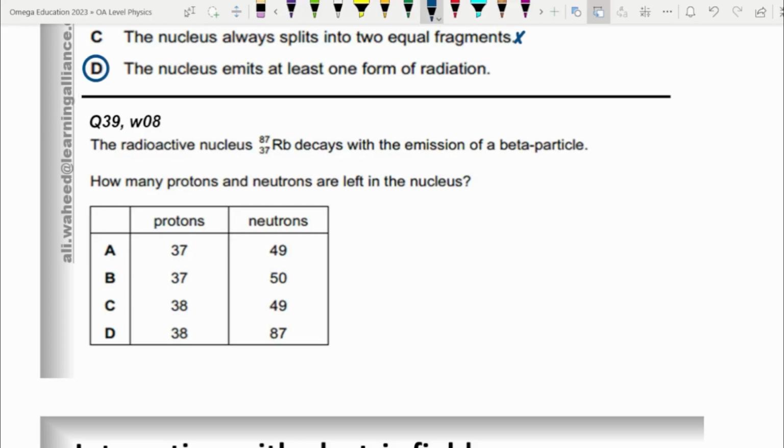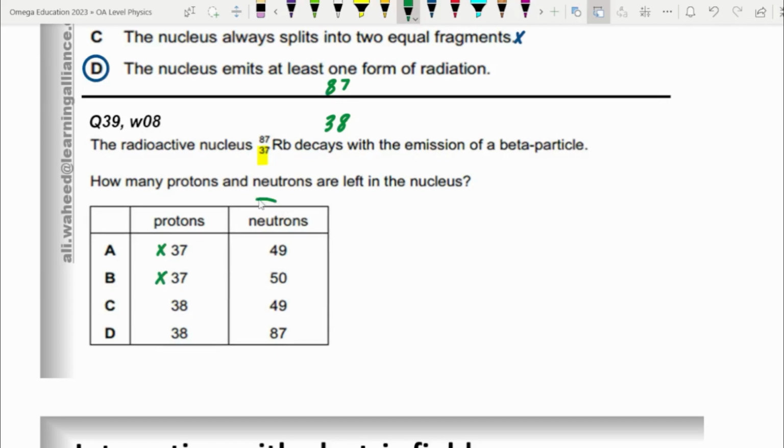Question number 39. The radioactive nucleus with the atomic number 37 and the mass number 87 decays with the emission of beta particles. How many protons and neutrons are left in the nucleus? So proton number means the atomic number. So with the beta decay, I'm not going to write down the equation, and you not necessarily need to write down the equation, just save time from there. You know that with the emission of the beta particle, the proton number increases by 1. So instead of 37, it would be now 38. So how many options we have for 38? We are left with option C and D.